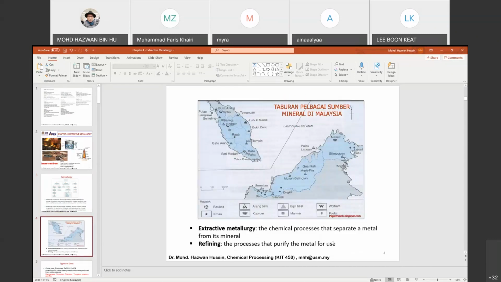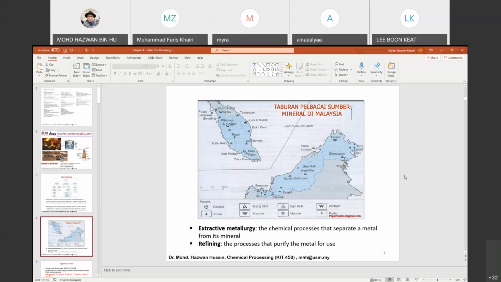Okay, I believe you have learned this during your high school. Part of my favorite subjects during high school was geography. So if you look at the distribution of minerals in Malaysia, you will see that we are blessed to have plenty of mineral resources. In fact, you can notice every state has its own special minerals. So these minerals are an important source for your materials, like metals, for example.